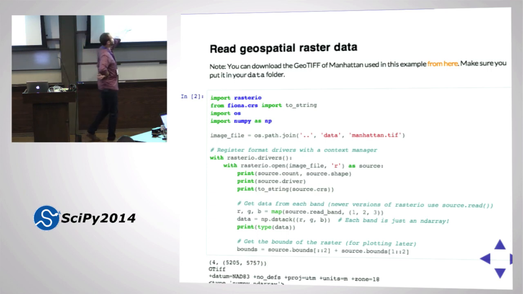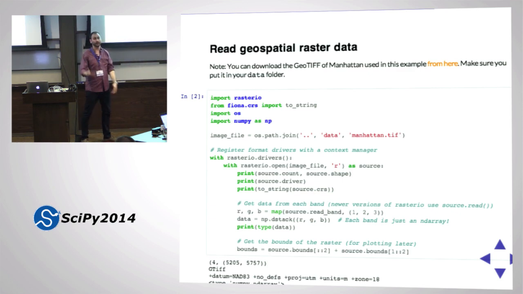To get data from each band, it's just source.readband and then the band number, and they start using GDAL convention, it starts from 1, not 0. So the first band is band 1, 2, and 3. Okay, I know that's annoying, but it's a convention, right? And those map to red, green, and blue bands in this case. And so I just mapped the source.readband function to the numbers 1, 2, and 3 to get the red, green, and blue bands. Okay, image bands.